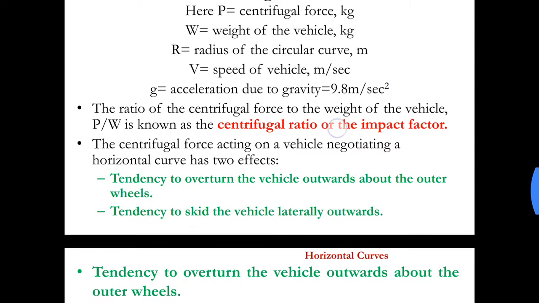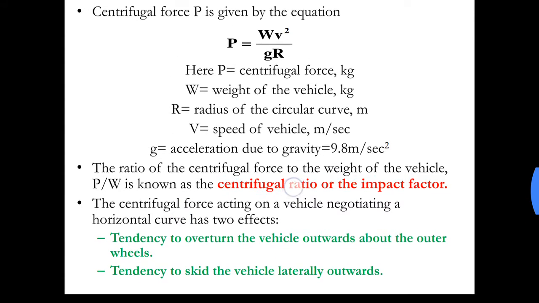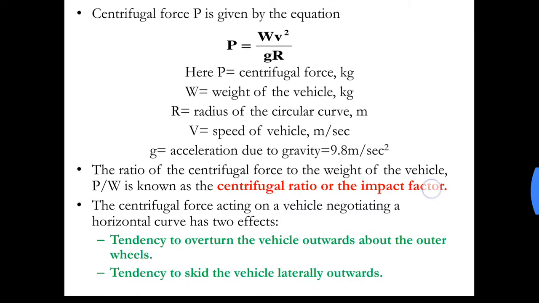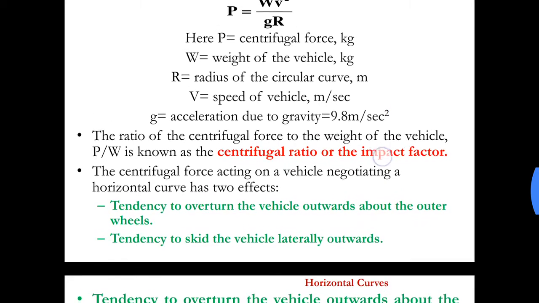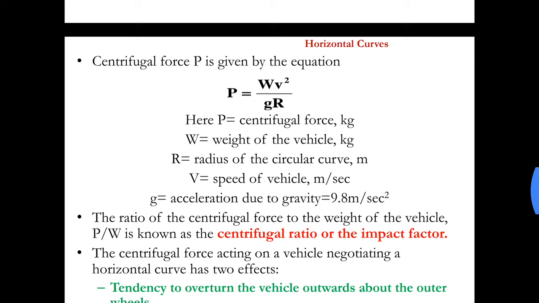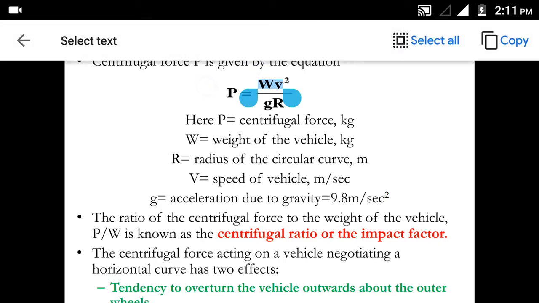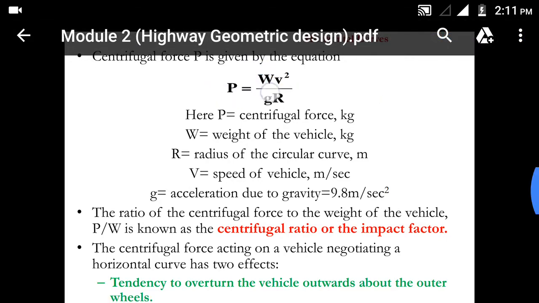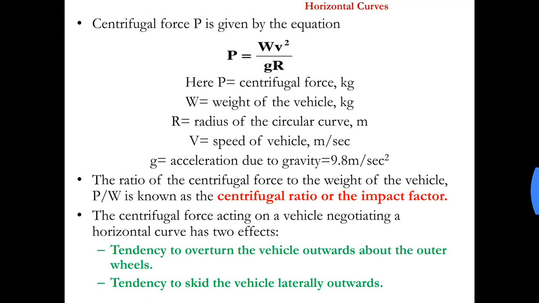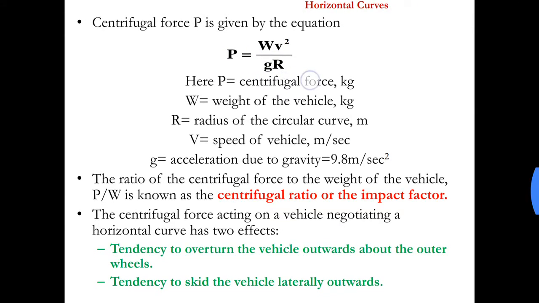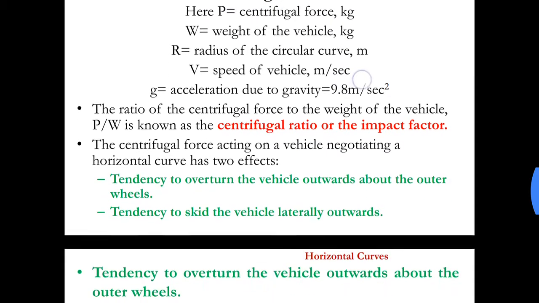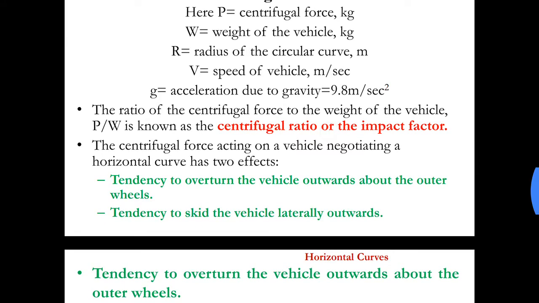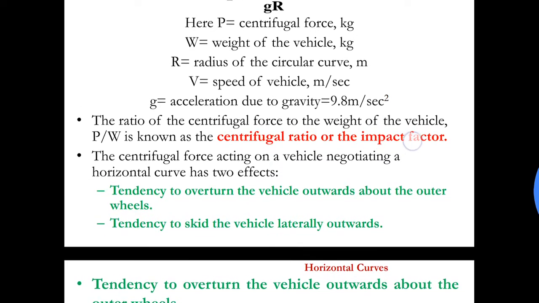The ratio of the centrifugal force to the weight of the vehicle, or P by W, is known as the centrifugal ratio or impact factor. So in this formula, when you bring W to the left hand side, this would become P by W, and P by W would be equal to V square by GR. Now we denote this P by W as the centrifugal ratio, or it is also known as the impact factor.